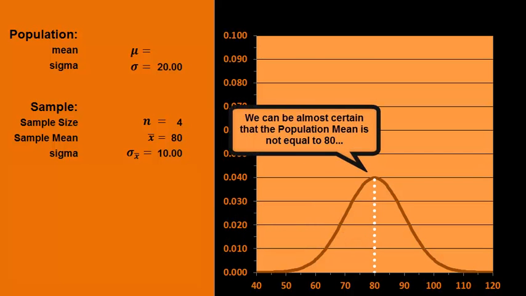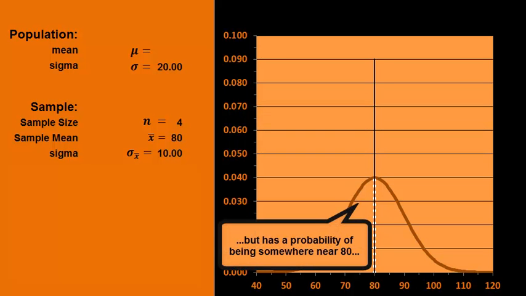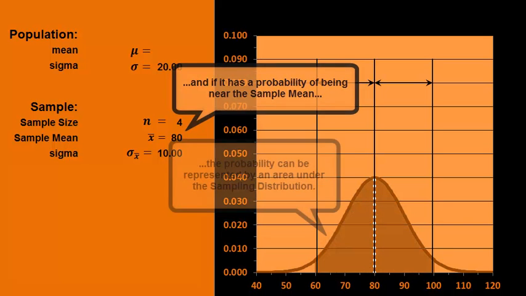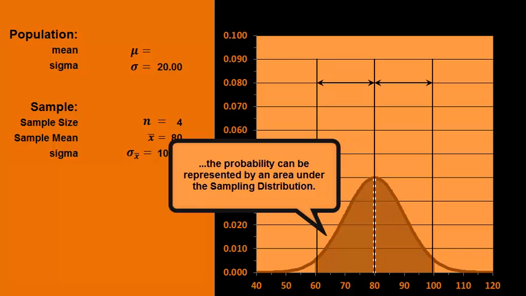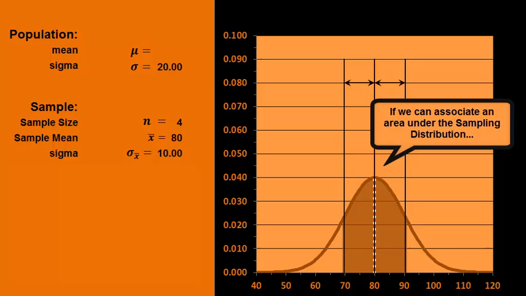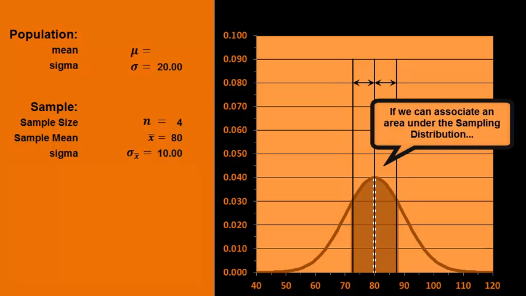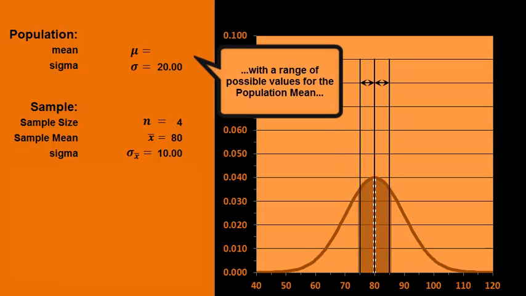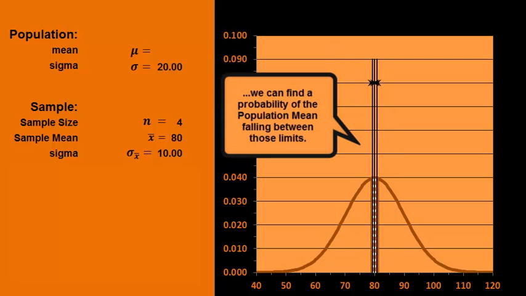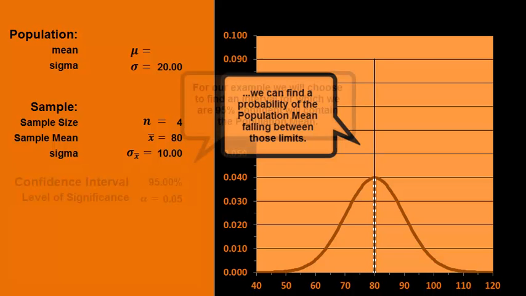We can be almost certain that the population mean is not equal to 80, but has a probability of being somewhere near 80. And if it has a probability of being near the sample mean, the probability can be represented by an area under the sampling distribution. If we can associate an area under the sampling distribution with a range of possible values for the population mean, we can find a probability of the population mean falling between those limits.